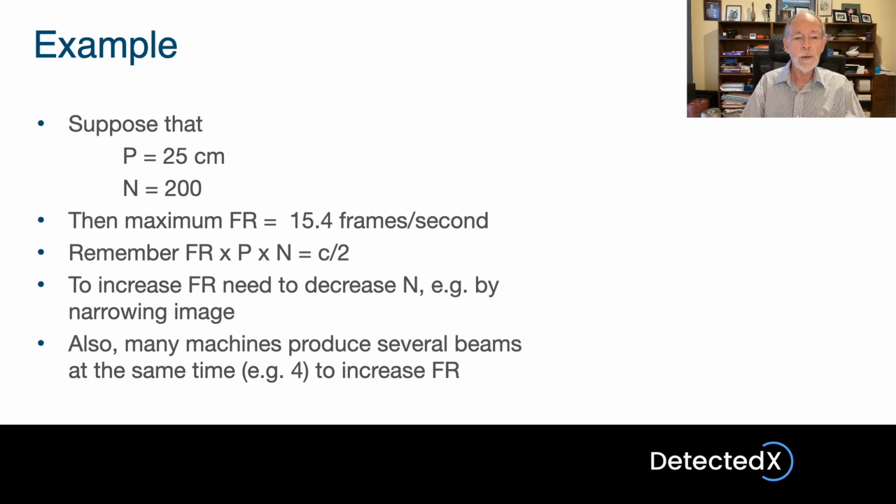There is another trick, however, that many manufacturers have adopted in recent years, and this is to design the machine so that it produces several beams at the same time. Typically, the number would be 4. So the machine can produce 4 beams simultaneously, which means, of course, that it is gathering the echo information 4 times as quickly, and therefore the frame rate will be increased by a factor of 4.